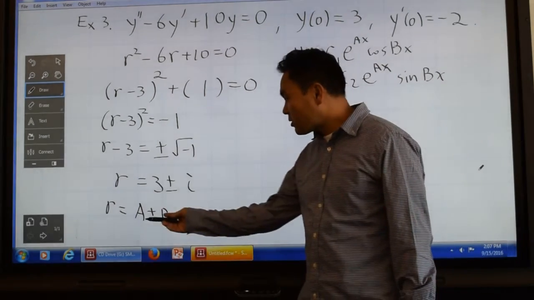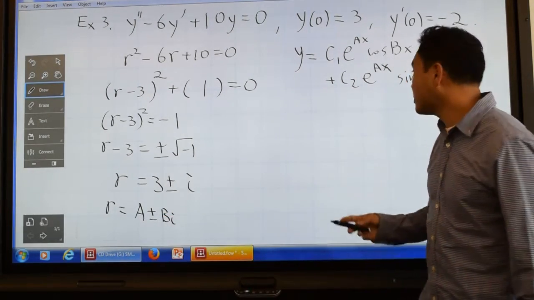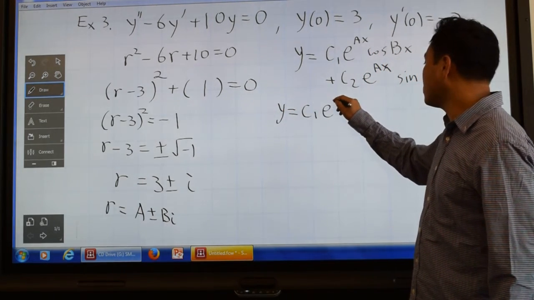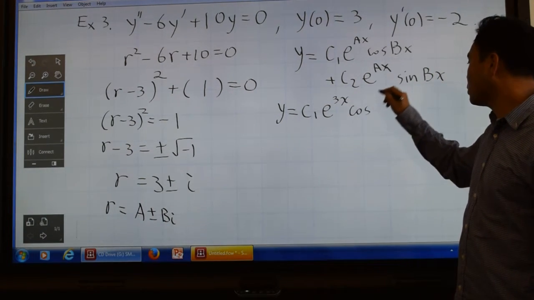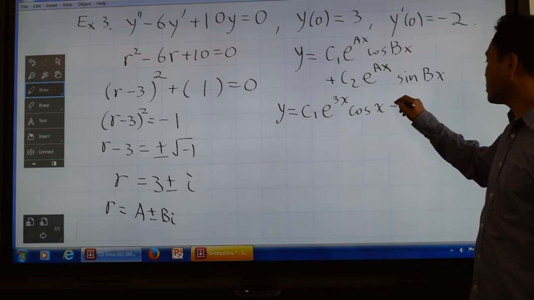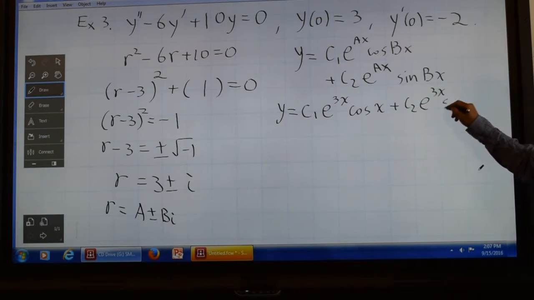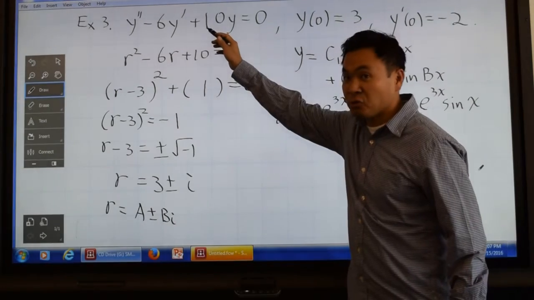And in our case, what's the value of a? 3. And the value of b? 1. Therefore, your solution would be written as C1 e to the 3x cosine 1x plus C2 e to the 3x sine 1x. Okay, so this is the general solution, which will satisfy the original differential equation.